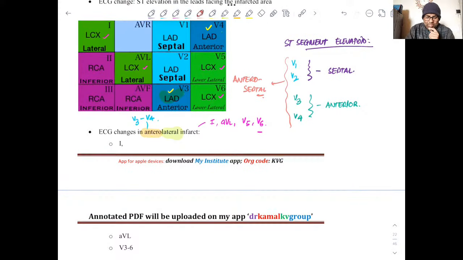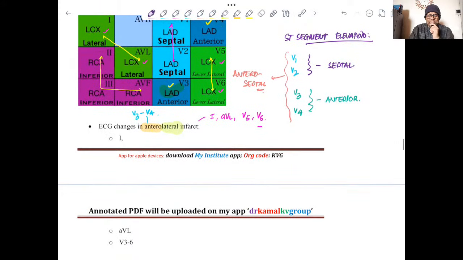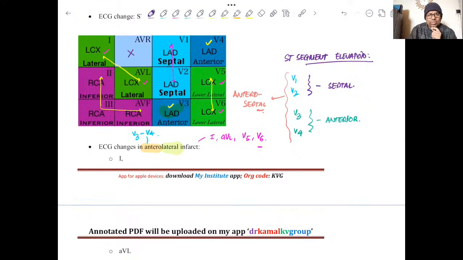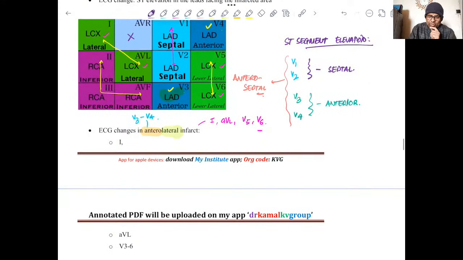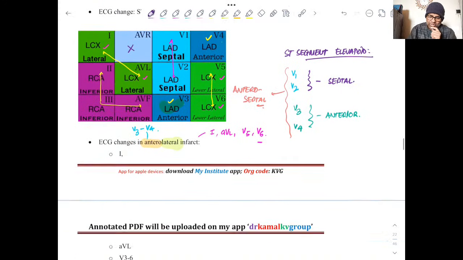Just remember this particular box. Yes, you have to understand, if it is in leads 2, 3 and aVF, this is inferior, then this is lateral, clear, then this is septal, and of course for anterior you cannot draw lines, right? So please remember this. If you remember this diagram, I am very sure you can mark it out.